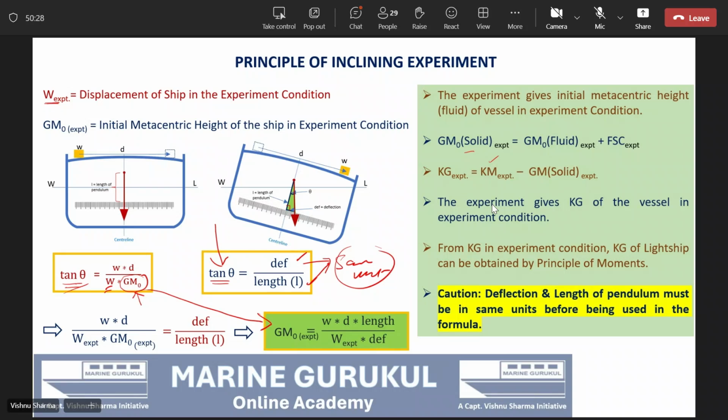What we do usually in our numericals is that we convert the deflection into meters. Otherwise, theoretically, you can convert length into centimeters and use the deflection in centimeters, it doesn't matter. But usually we convert deflection into meters. So caution: deflection and length of the pendulum must be in the same units before being used in this formula. Is that clear to everybody? Clear? Any questions on the principle? This can be part of your theory, and of course, this formula will be used in the numericals also, guys.